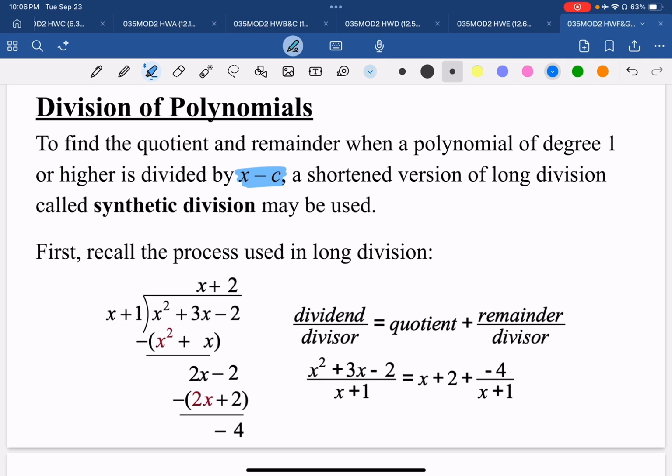So here is kind of a visual of the long division that we've done before. When you're dividing, we've got our dividend, our divisor, then we get our quotient plus the remainder over the divisor. This is just a shorthand way of doing that, but it only works when you have just x plus a number or x minus a number.